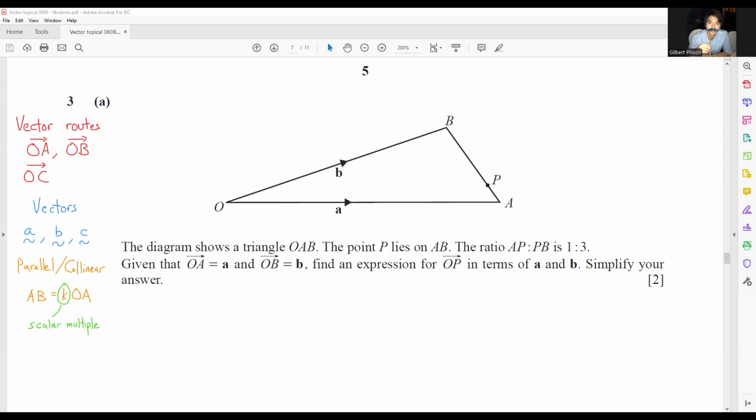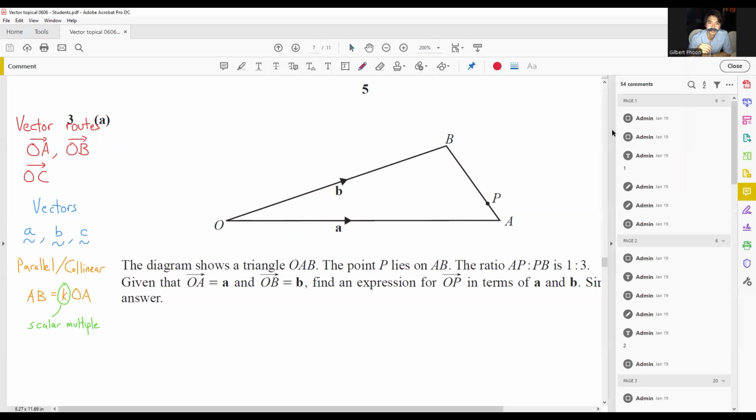The diagram shows a triangle OAB. The point P lies on OA. Sorry, the point P lies on AB. The ratio AP to PB is 1 to 3. Given that OA is equals to a and OB is equals to b, find an expression for OP in terms of a and b. Simplify your answer. Now, when these questions come out, it's actually pretty straightforward.